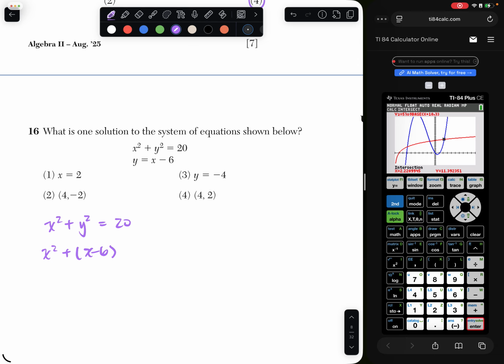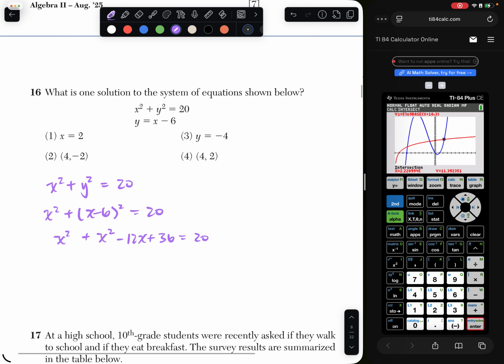(x − 6)² is equal to 20. So then x² + x² − 12x + 36 is equal to 20. I'm just doing the expansion here. I'm going to combine like terms, so this becomes 2x², and I'm going to move the 20 over.